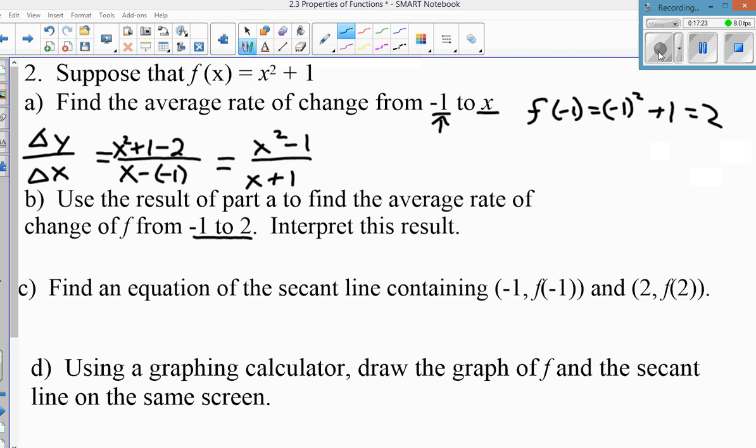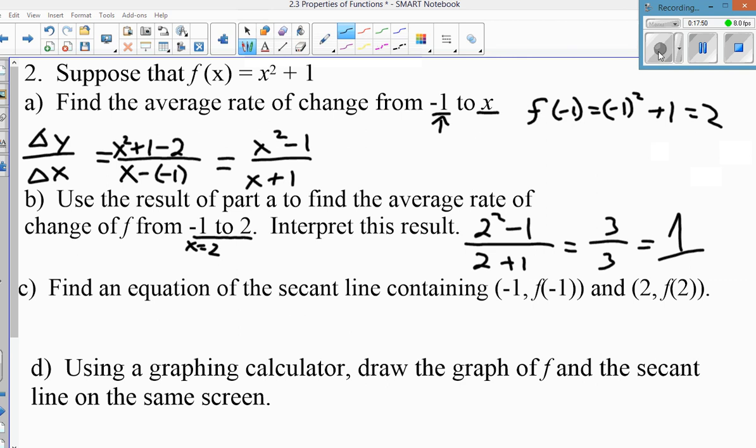So now I know that my x is equal to 2. I use my previous equation. So I do 2 squared minus 1 over 2 plus 1, and I get 4 minus 1 is 3, 2 plus 1 is 3, so I have a slope of 1. Okay, let's find the equation of the secant line containing this.